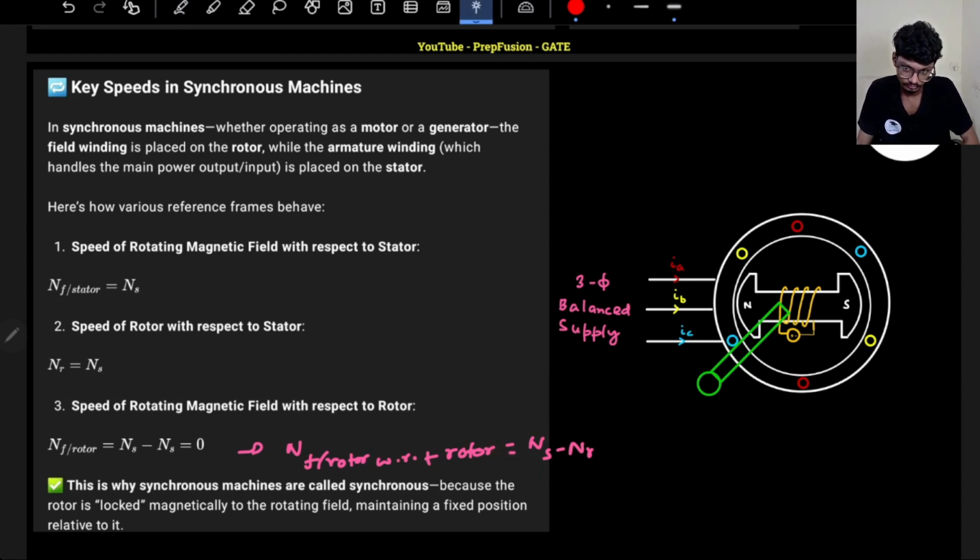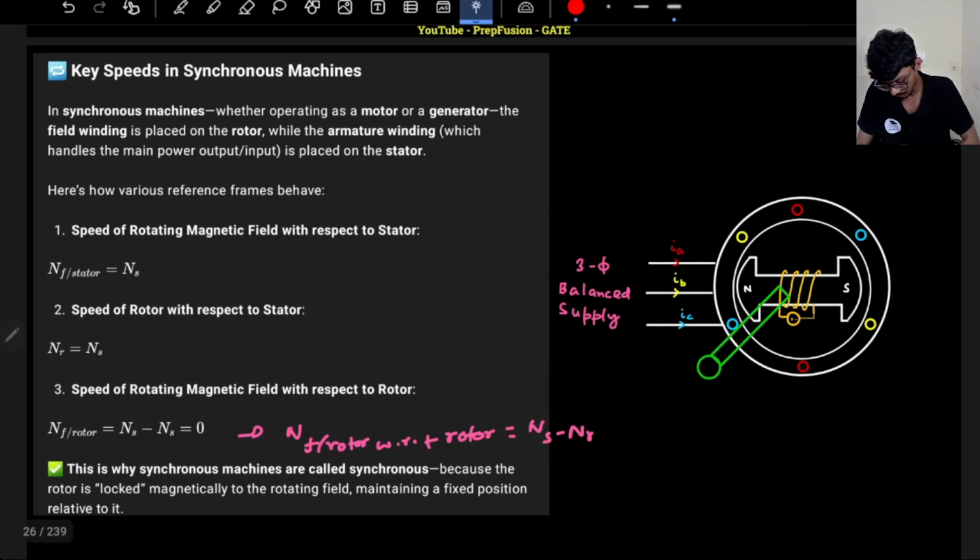Okay, I hope you have understood. This is why synchronous machines are called synchronous, because the rotor is locked magnetically to the rotating magnetic field. The rotor field gets locked with the stator rotating magnetic field, so both of them align with each other.